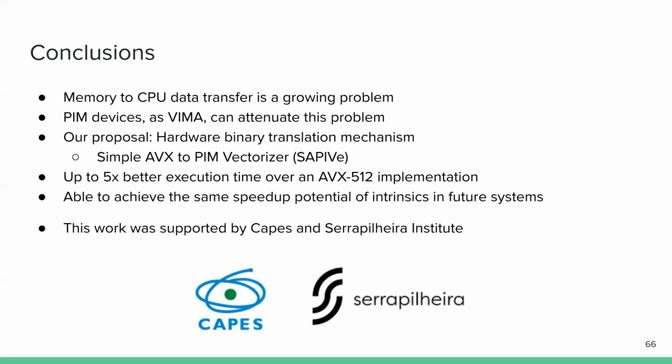So our conclusions: memory to CPU data transfer is a growing problem, but PIM devices such as Vima can attenuate this problem. Our proposal was a hardware binary translation mechanism called Sapive that was capable of achieving 5 times better execution time over an AVX 512 implementation, and could achieve the same speedup potential of Vima intrinsics, considering a future system with buffers 4 times larger.